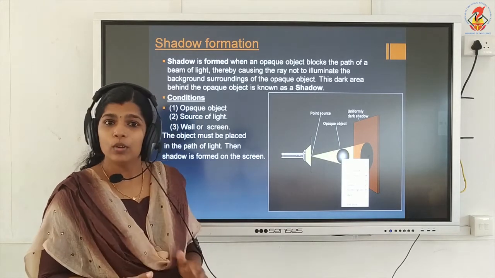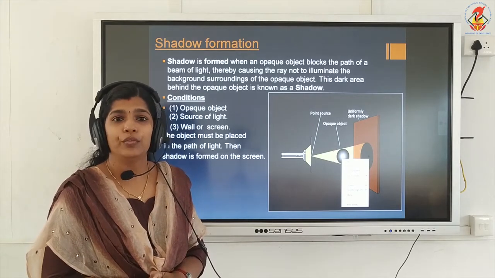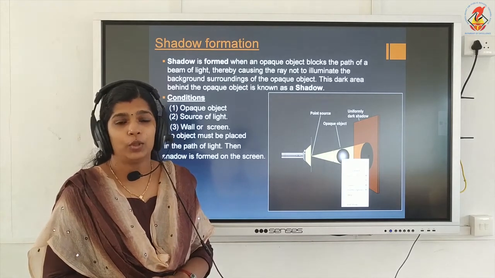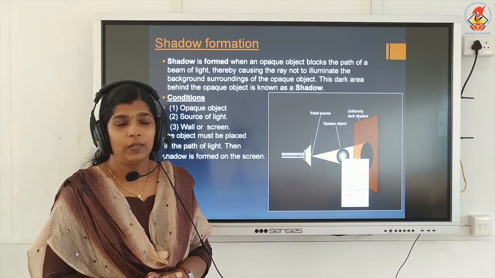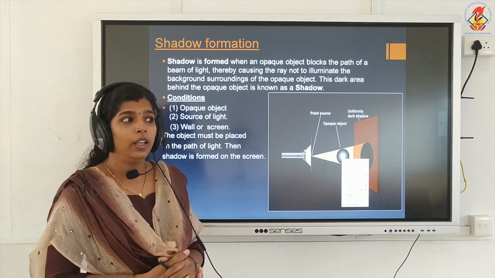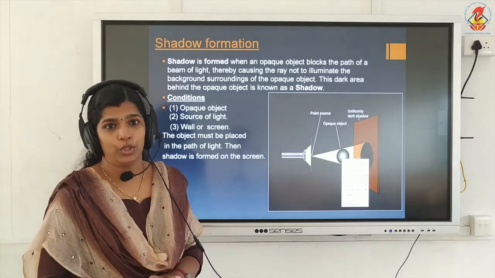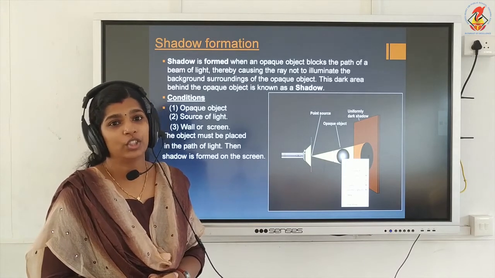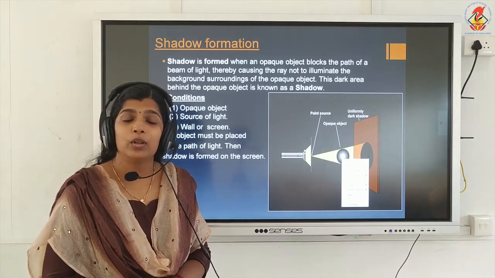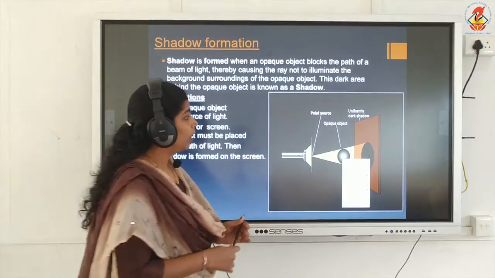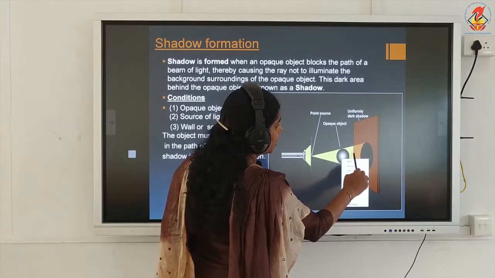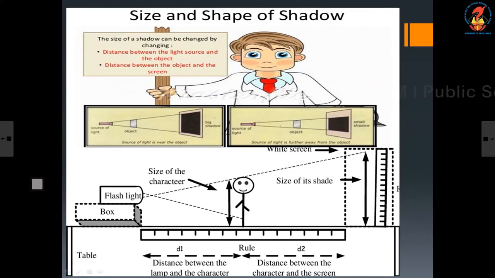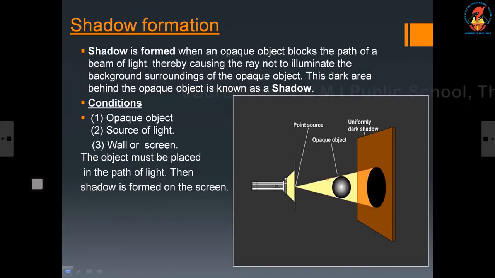Okay. So shadow is a dark patch formed when light falls on an opaque object. When light falls on an opaque object, it creates a dark portion on the screen. That dark portion is known as the shadow. Actually, the light gets blocked by the opaque object. So the light will not pass through this opaque object and you will get a dark portion here, and that dark portion represents the shadow.